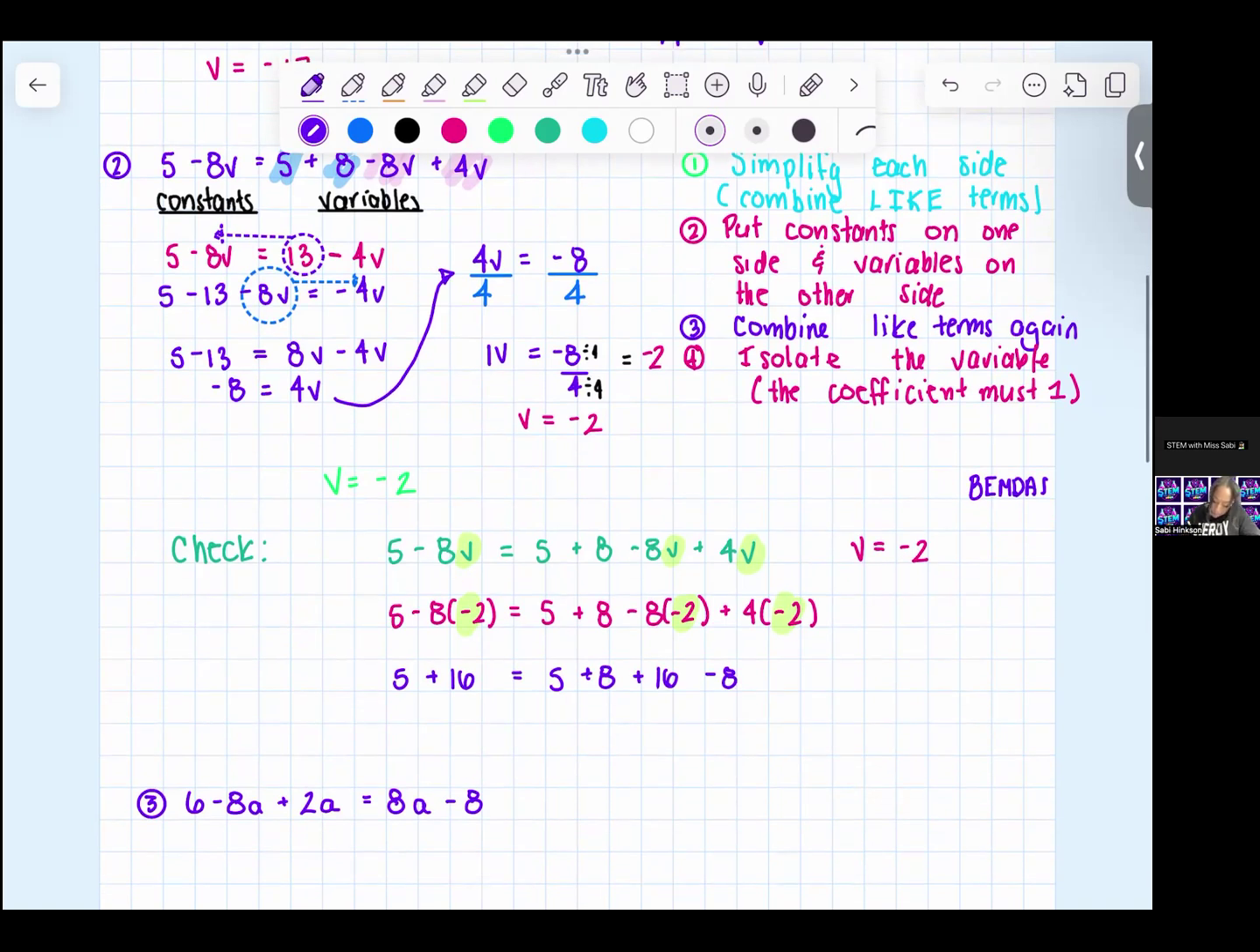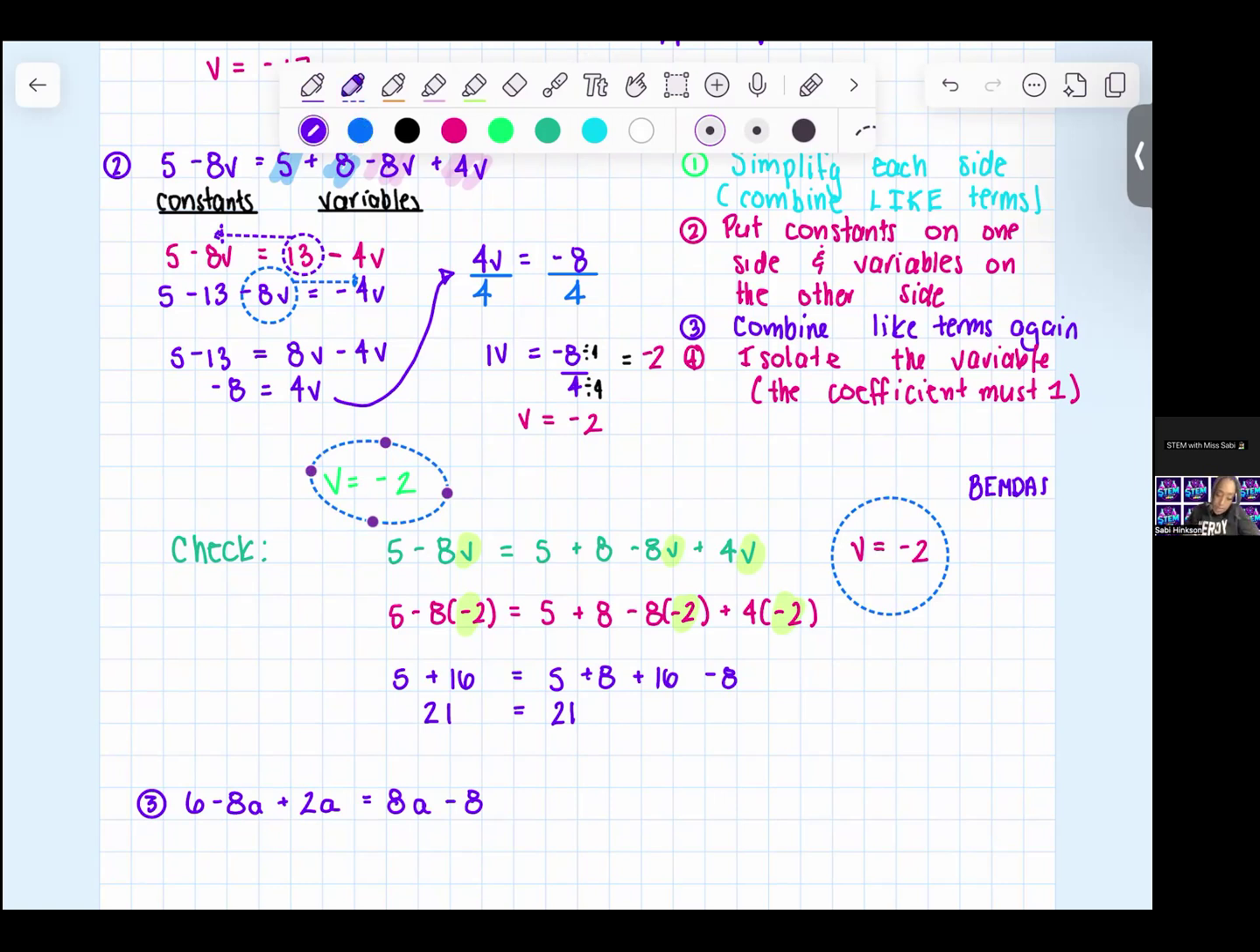So now I'm going to simplify. 5 plus 16 is 21. Over here, let's put the mental math aside, I'm going to put it in my calculator. So 5 plus 8 plus 16 minus 8 is 21. So because my left and right equal each other, then I know that what I found over here was right. So that's how you check back your answer.